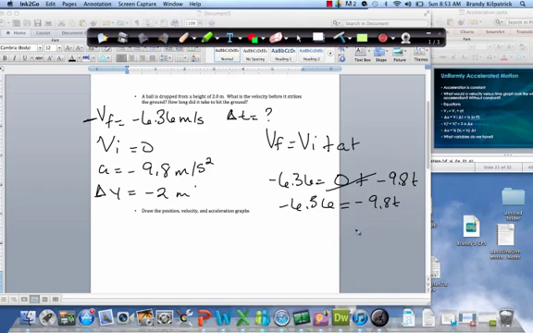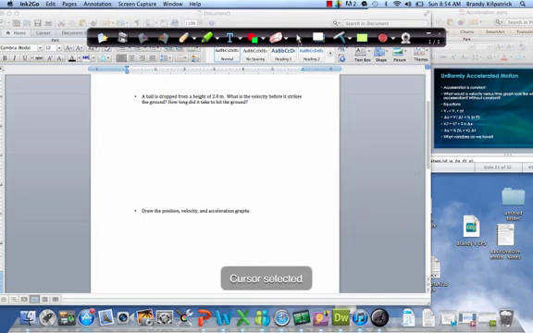Okay, so now, in order to solve, we're going to divide both sides by negative 9.8. So t is equal to that divided by 9.8, and you should get 0.64 seconds. So that's how long it takes for the ball to hit the ground. All right, so let's look at the position, velocity, and acceleration graphs in this case.